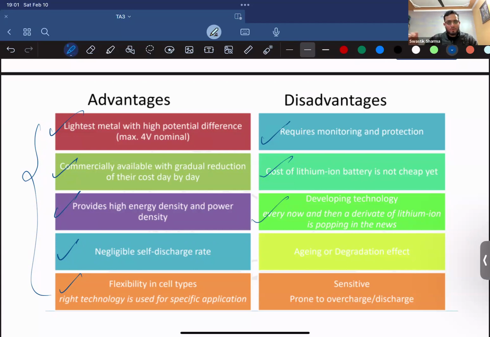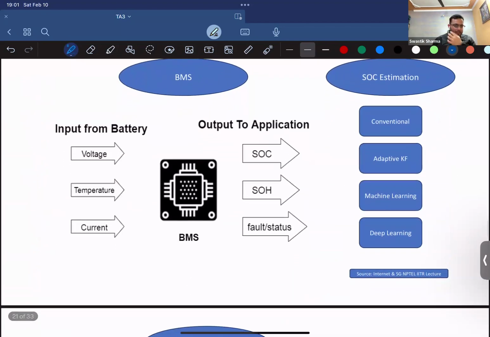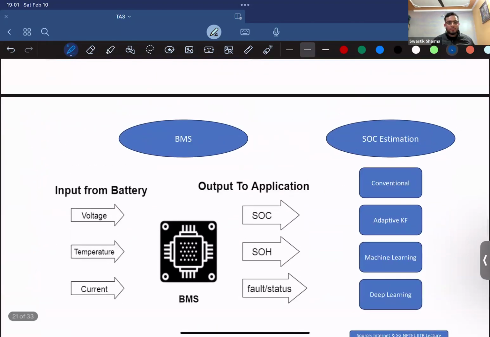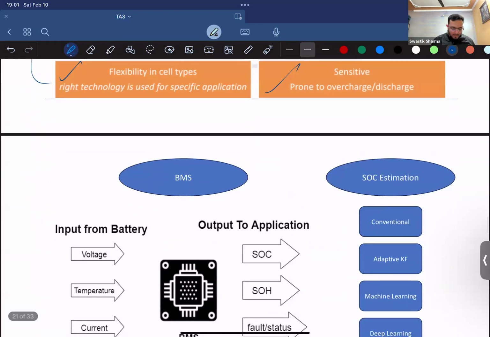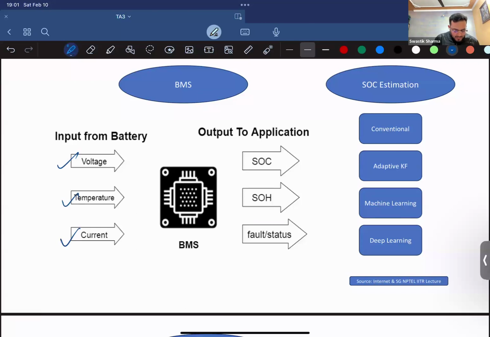To be able to sustain the growth, they are not currently doing that because the technology is developing at a very high rate. They have aging, they have degradation. It's with all batteries, and they are prone to overcharge or discharge. That's what I was showing. So a BMS would help in greatly monitoring the usage of your battery and to be able to protect it from various different things. So what it does is it takes input as voltage, temperature, and current.